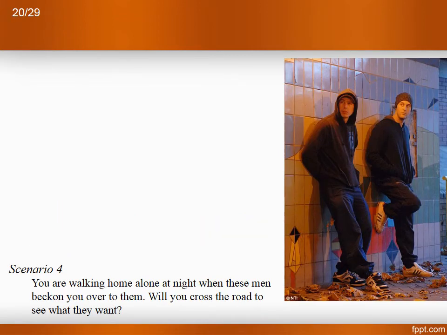This is the last of the 4 scenarios. Scenario 4, it's similar to the previous one in terms of it's people who are beckoning you over, wanting to talk to you for some reason, but different people this time. And again, what would you do? Go with your instinct. What's your first response?